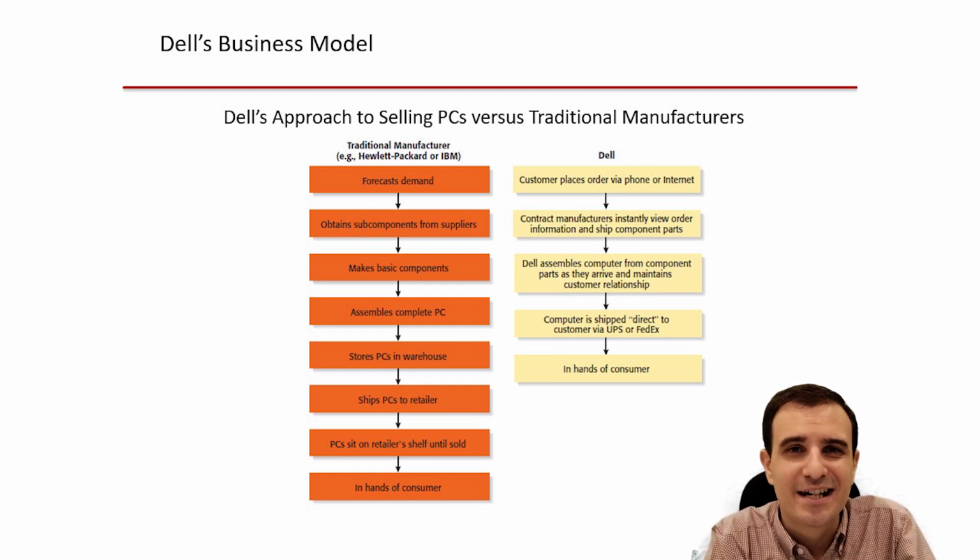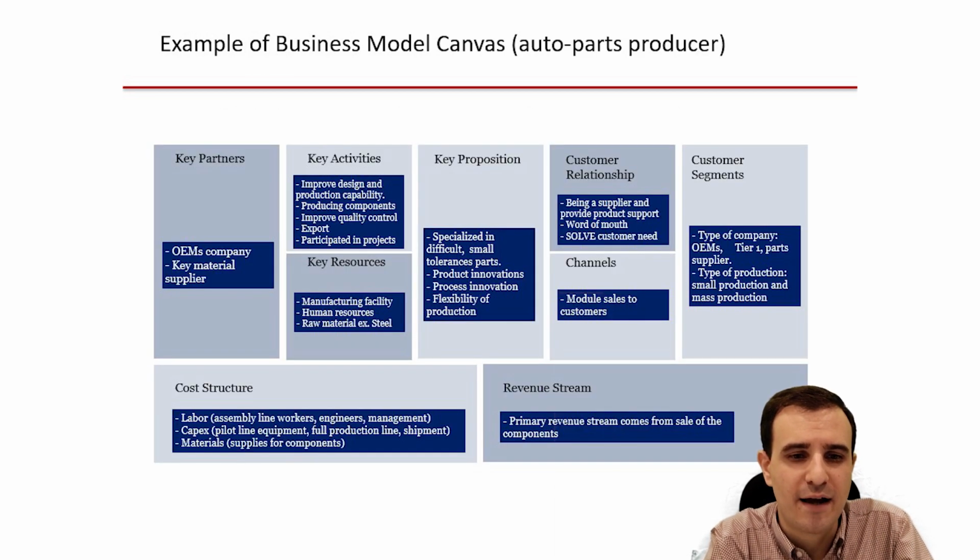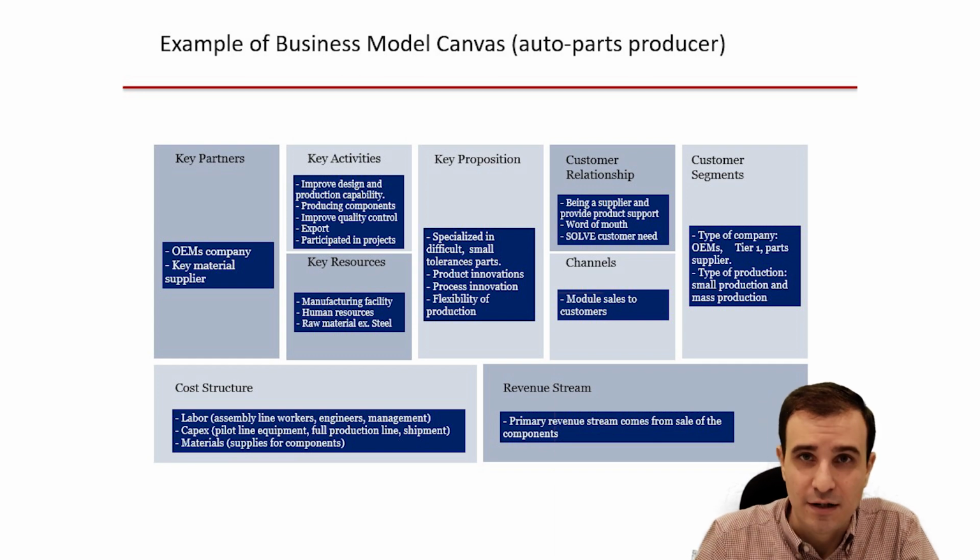So here I added as a bonus also an example of a business model canvas. This is done on an auto part maker. So this is just for you to revise and to learn more how you can structure the business model canvas, how you can utilize this to make an analysis of a business.